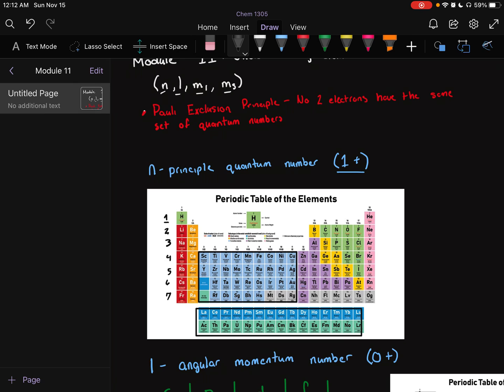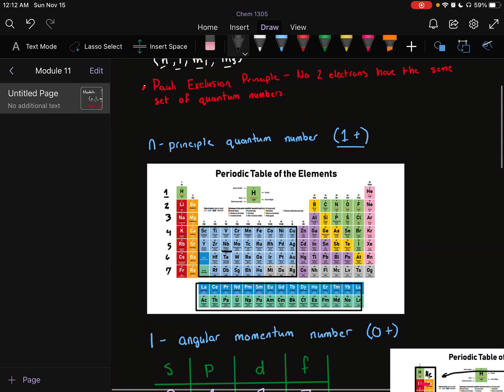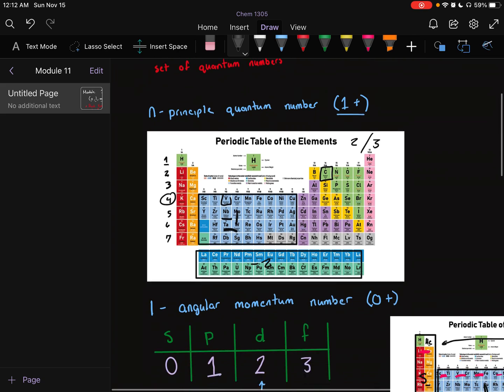However, there is a caveat to that. If we are talking about the transition metals or the lanthanide and actinide series, we have to subtract 1 and 2 respectively. So if we're talking about carbon, then n will equal 2. But if we're talking about vanadium, even though it's on the fourth period, we have to subtract 1 because we have to follow that rule. That means even though vanadium is on the fourth period, the n for vanadium would actually be 3. And that just talks about the energy level.